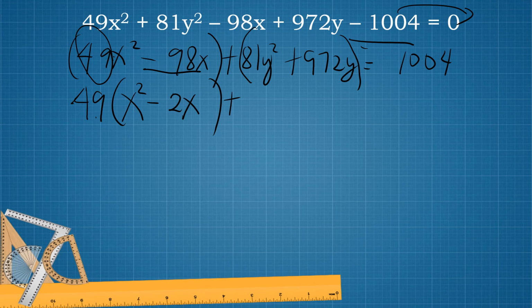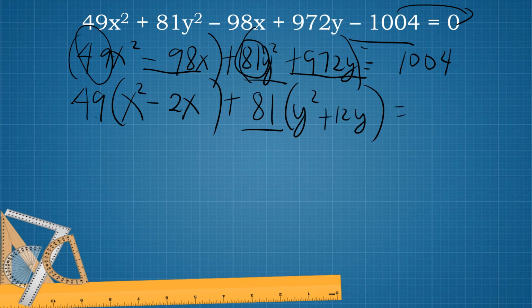So, dito naman po, kung ano yung katabi ng y squared, ilalabas natin. So, we have 81. So, maglalabas tayo ng 81. And then, we're going to divide. 81y squared divided by 81, we have y squared. 972y divided by 81, that's 12y, equals 1004. Now, after that, we need to use completing the squares.